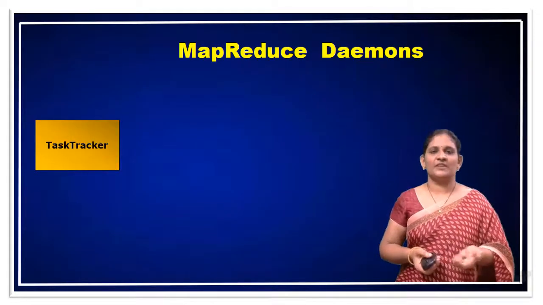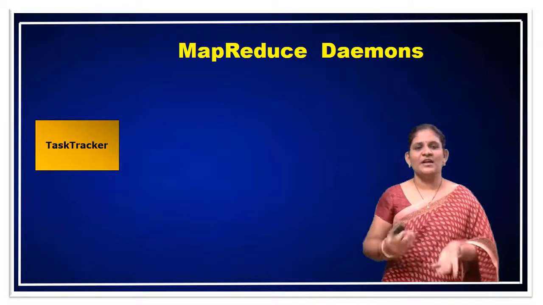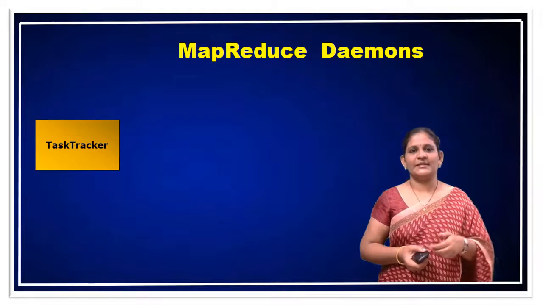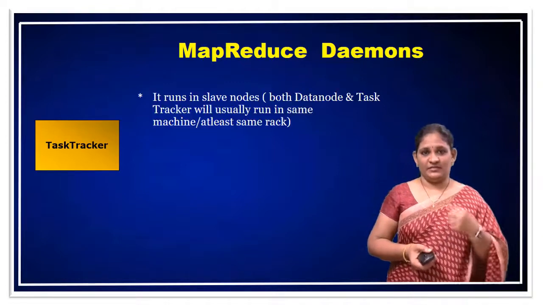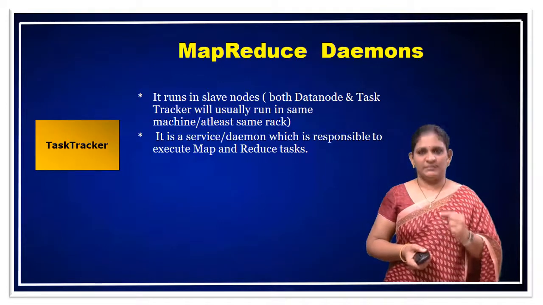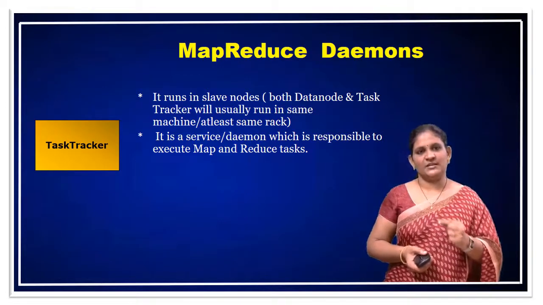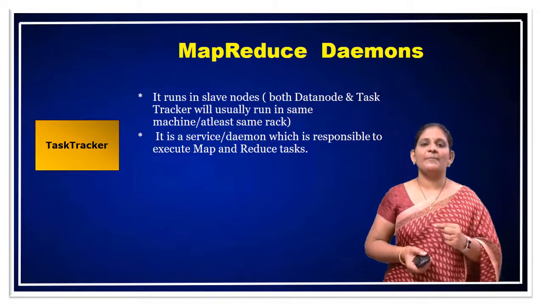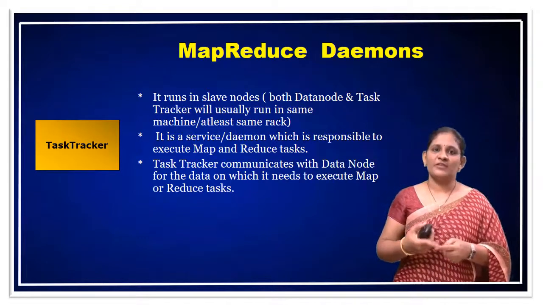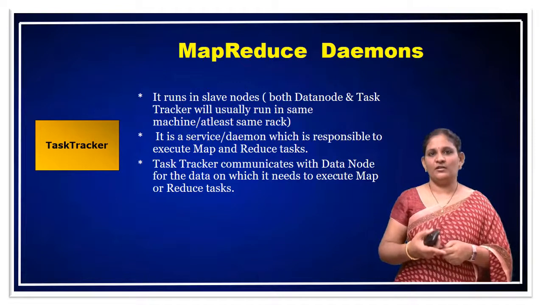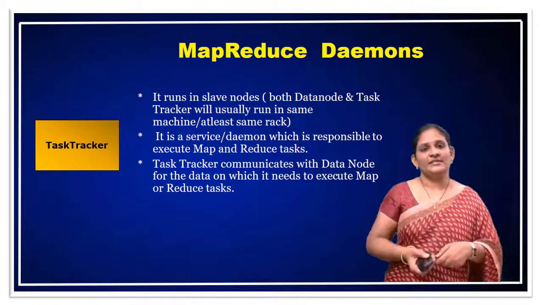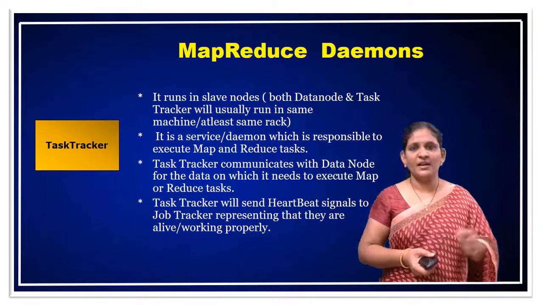And the next one is the task tracker. We have discussed the task tracker till now as well, but combinedly. Again, I'll be summarizing it. We know that it runs in the slave nodes along with the data nodes. The main task of this task tracker is to execute the MapReduce job, to execute the MapReduce tasks, and it also communicates with the data node for the actual data where this map and reduce task needs to be executed. This is the major role of the task tracker.